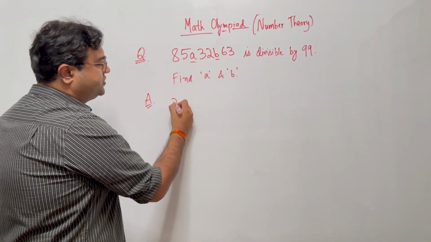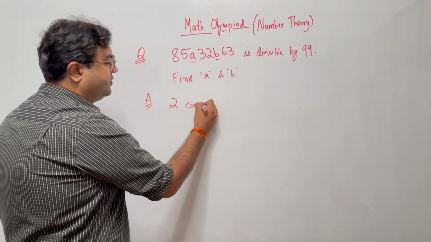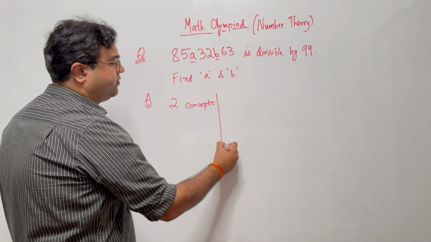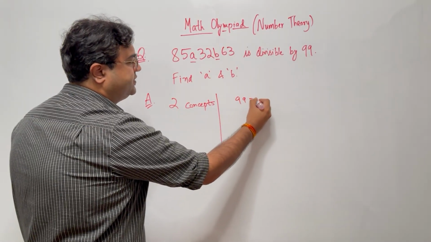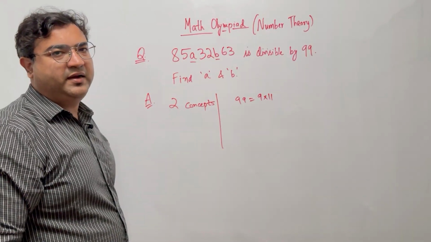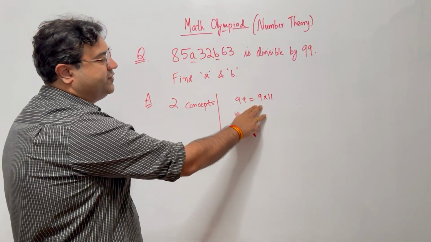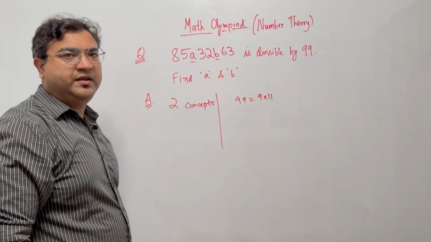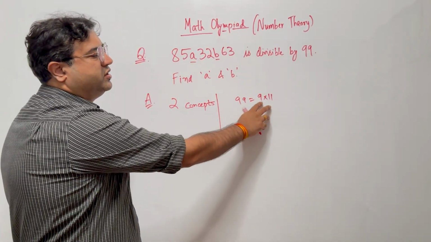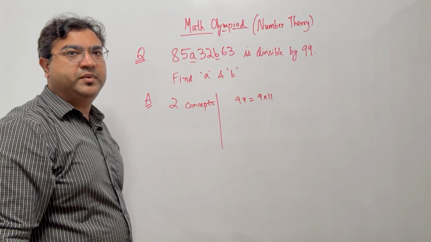So two concepts. As we know, 99 is 9 into 11. So when this number is divisible by 99, it will also be divisible by 9 and 11 individually. So the two concepts that we need to learn is about divisibility by 9 and divisibility by 11.